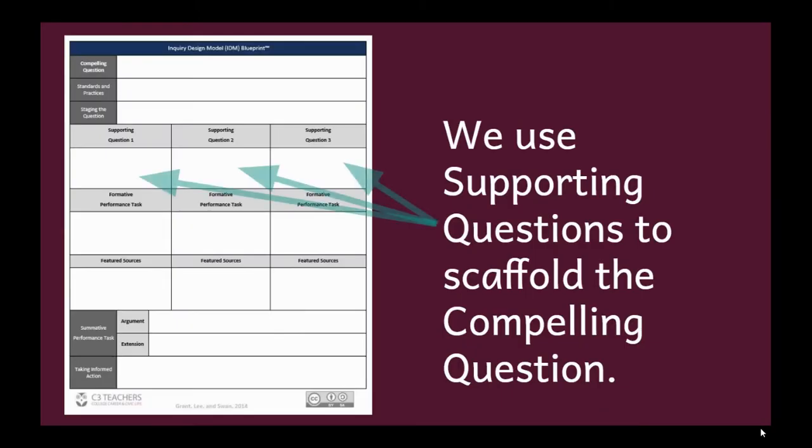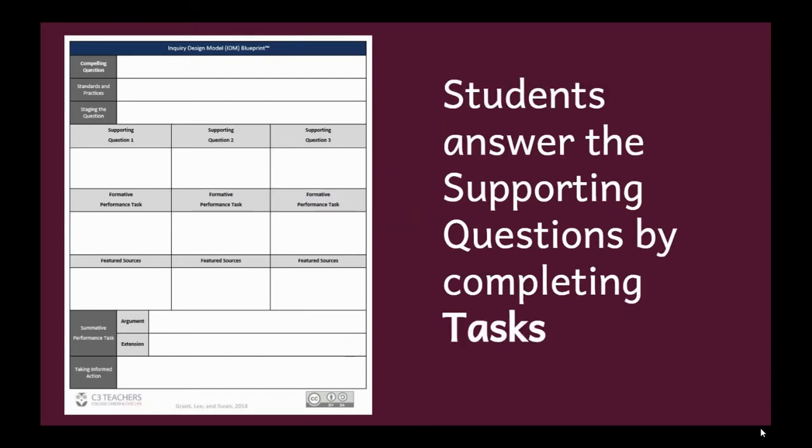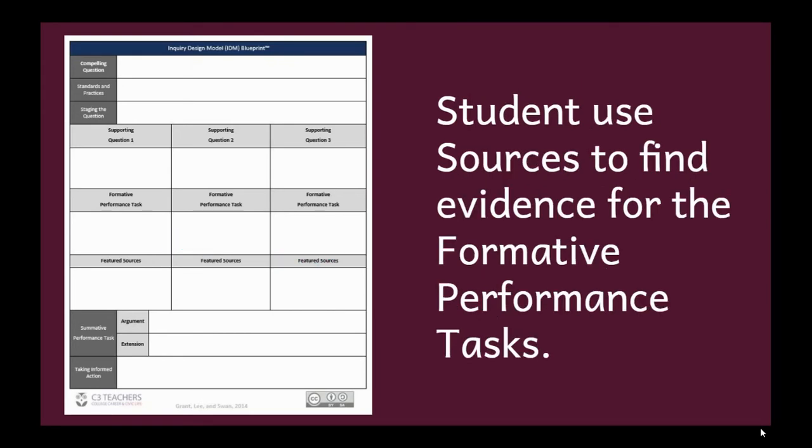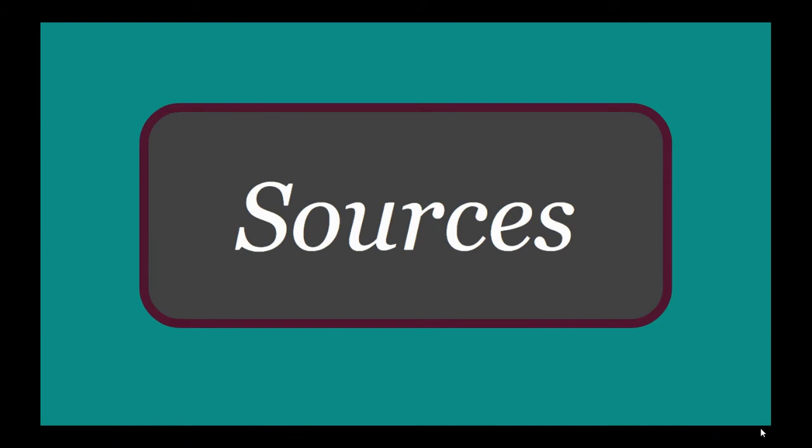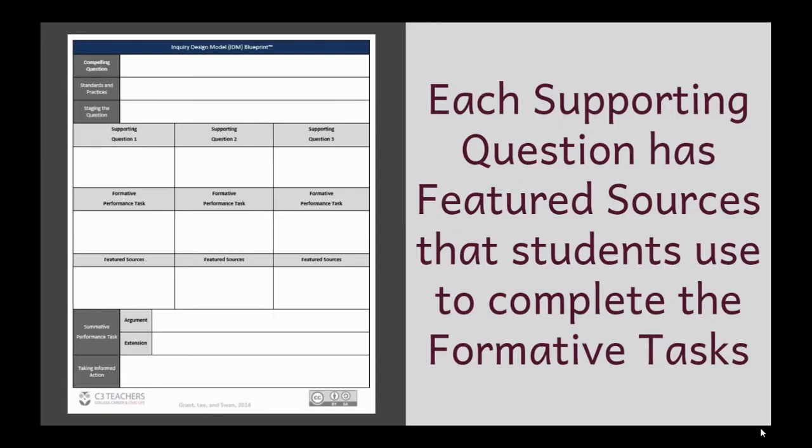We use supporting questions to scaffold that compelling question, and students answer the supporting questions by completing tasks. Students use sources to find the evidence for those formative performance tasks. So that's what we're going to look at next, the sources that students use when completing the inquiry. Each supporting question has featured sources that students use to complete formative tasks. So it really is all vertically aligned.